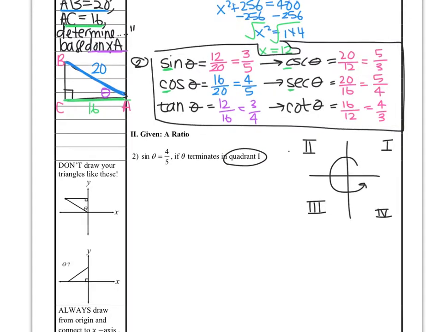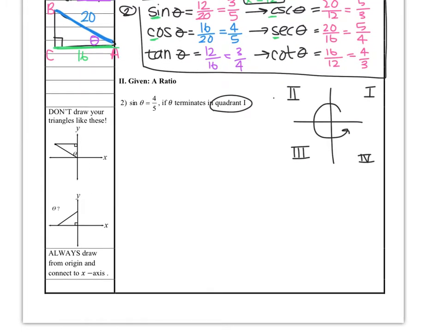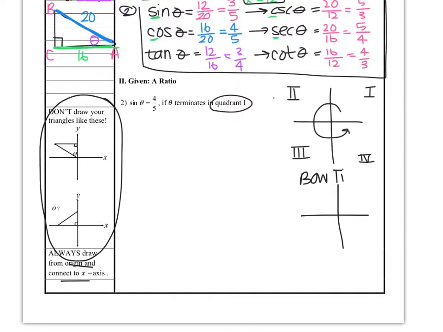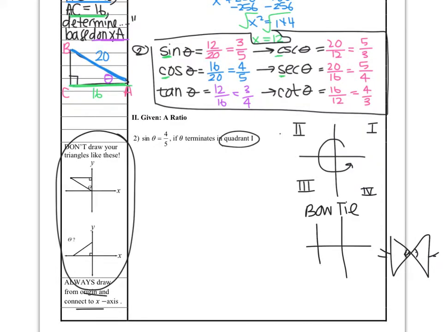The next thing you need to know is how to draw your triangles. You'll see off to the side on the left-hand side that it says don't draw your triangles like these. Always draw from the origin and connect to the x-axis. That's absolutely true. I'm going to give you an even better trick. You're going to start working on a bow tie. Okay, so we all know what bow ties look like, right? They look like this and they look pretty and you wear them when you're fancy, and now we're going to put them on a graph. So you're going to draw the bow tie, where the middles meet right at the origin.